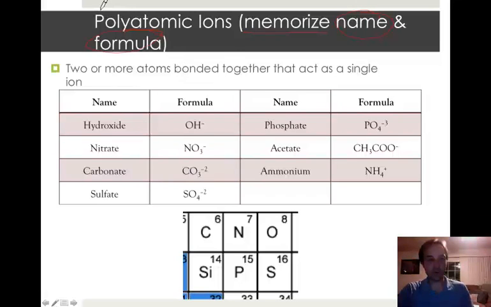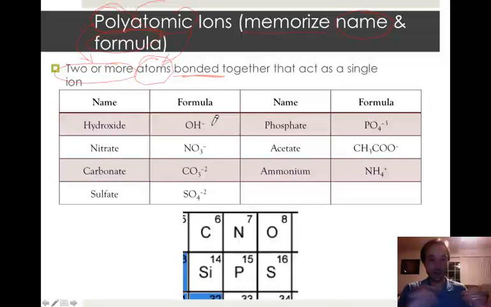Okay, so let's talk about first, what is a polyatomic ion? Well, poly means two or more, and atomic means atoms. So all of these polyatomic ions have two or more atoms bonded together. So they all have formulas because they have multiple elements combined with chemical bonds so that they act as one unit. Okay, so in other words, hydroxide here acts as one little ion.